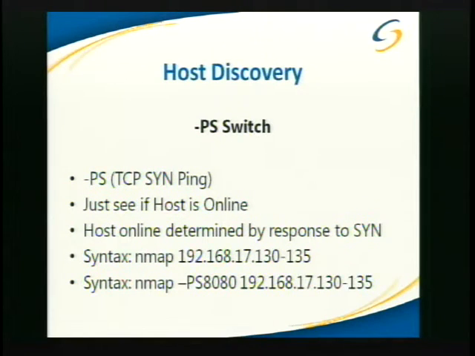So the first switch for host discovery that Nmap supports is -PS. This is called a SYN ping. It again is just seeing if the host is online, and it determines if the host is online just based off of the response to a SYN packet. So Nmap is going to send the first machine a SYN packet. By default, if you use the -PS switch, it's only going to send it to port 80. So it's going to send a SYN packet to port 80, and based off of the response of the machine to port 80, it's going to decide if the host is offline or online.